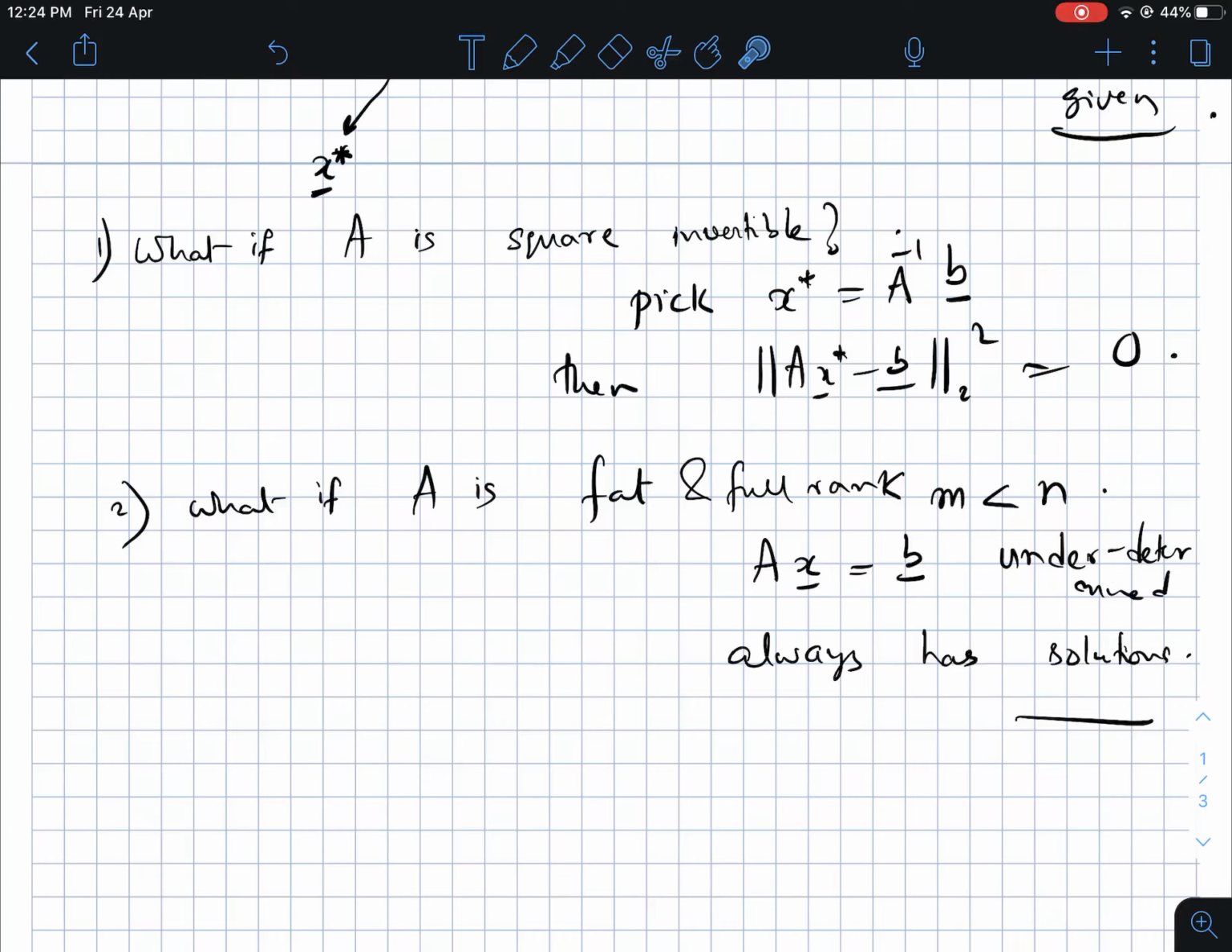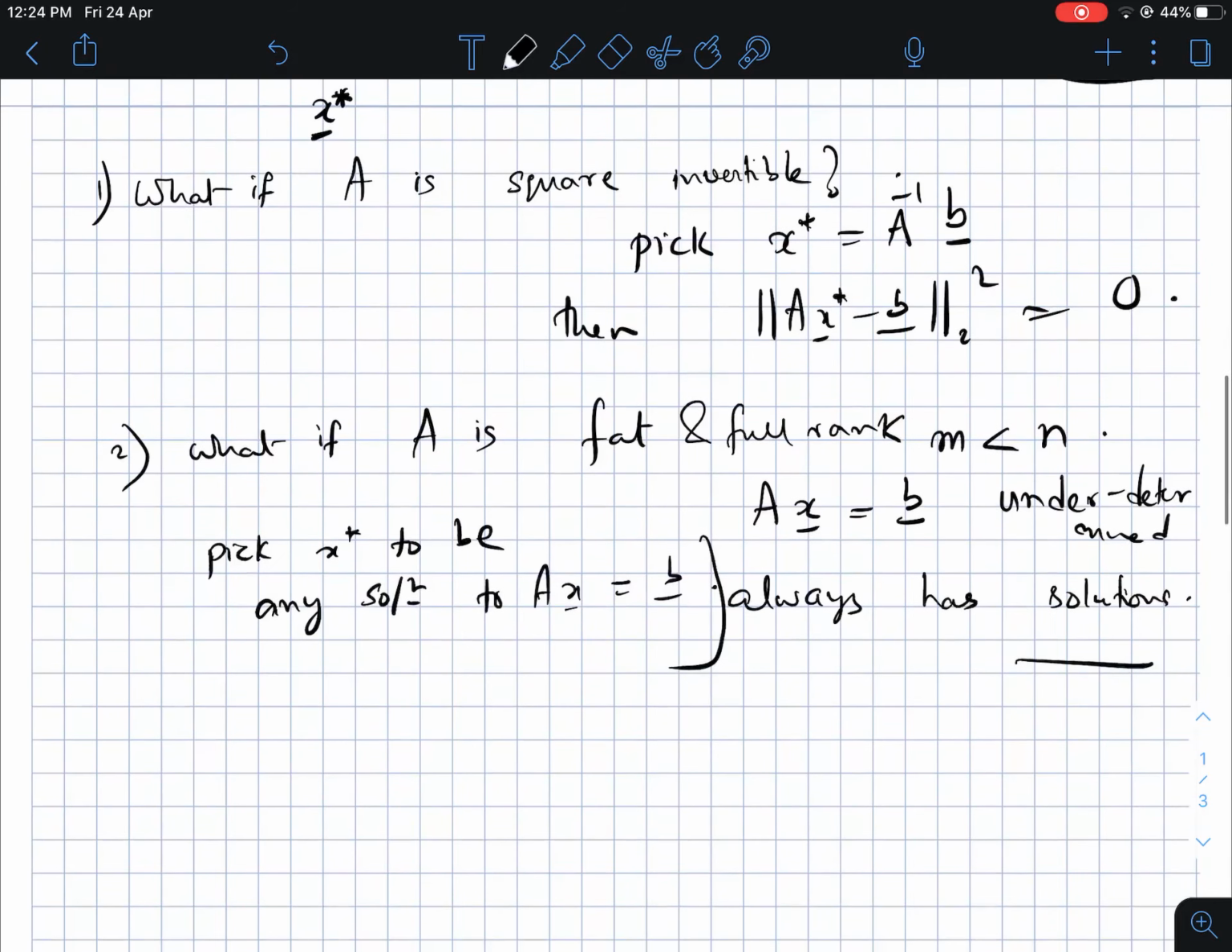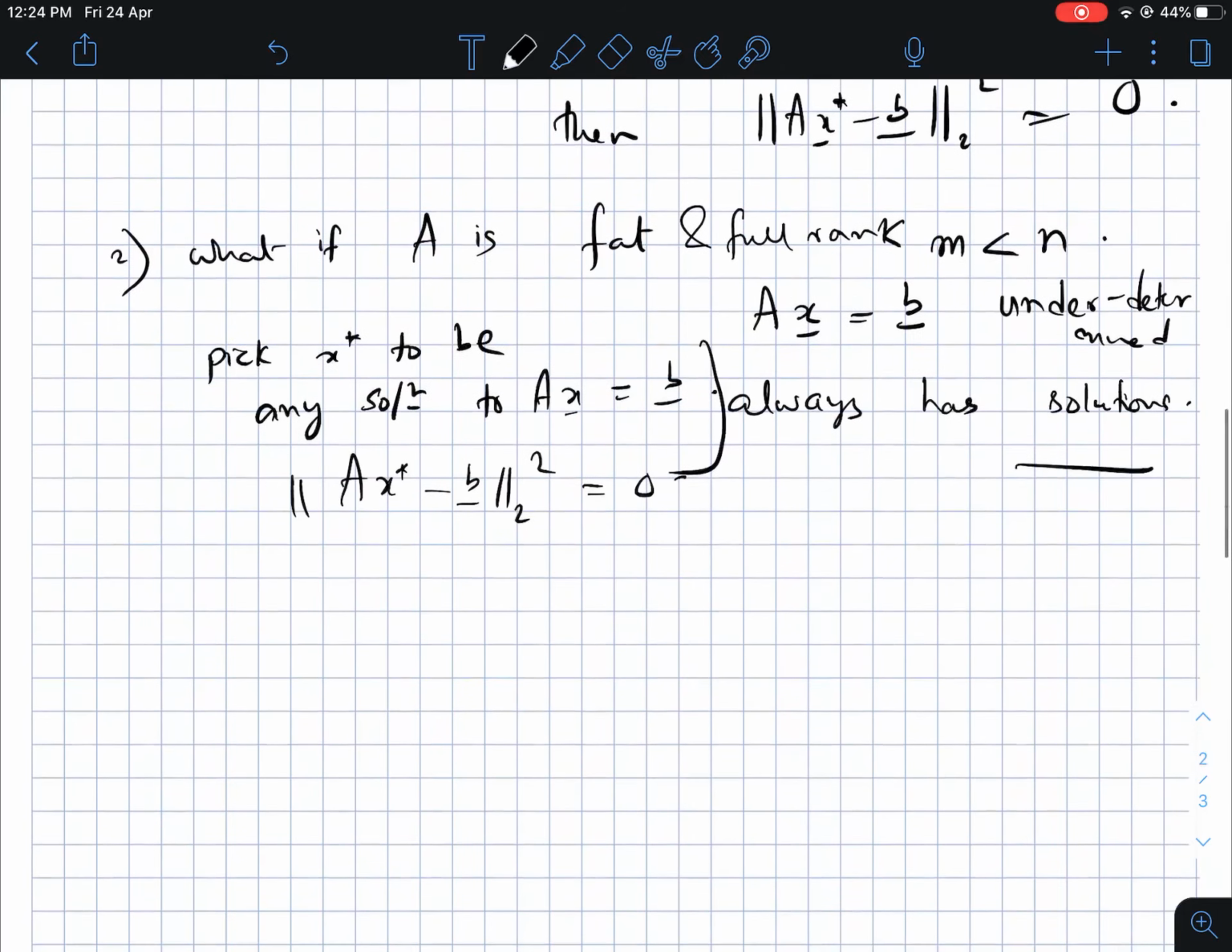So I can always pick my x in such a way that Ax equal to b. Pick x star to be any solution to Ax equal to b. In this case, once again, I make the least squares term equal to 0. Even here there is nothing for us to do. You just have to solve the system of equations using whatever method. There are many methods available to solve systems of equations. So there's nothing much for us to do there.